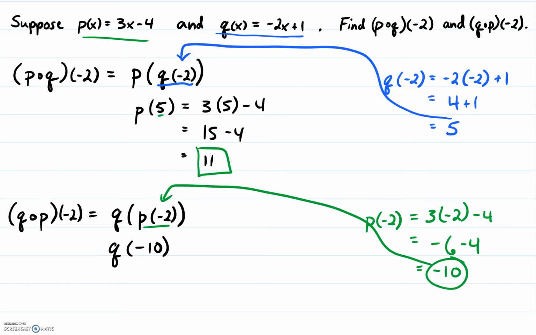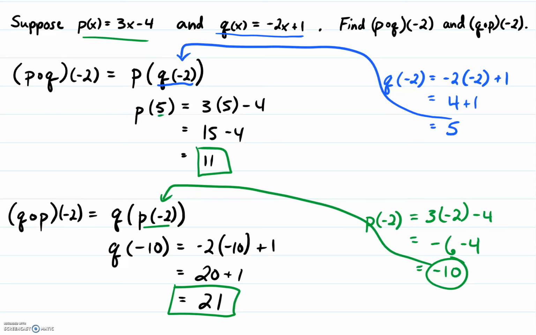That's just going to involve plugging negative 10 into our original q function. So the original q function is negative 2 times x plus 1. So we're going to have negative 2 multiplied by negative 10 plus 1. Then simplify. Negative 2 times negative 10 is going to give us positive 20, plus 1 is going to give us 21. And that's going to be our answer for q of p of negative 2.